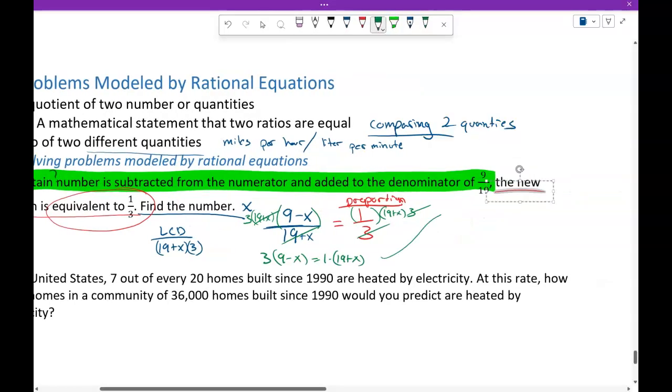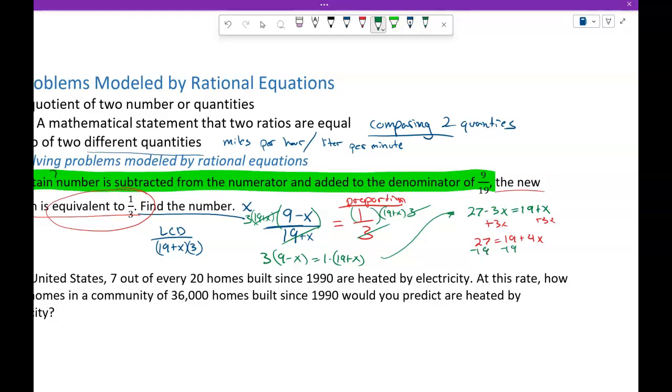So we apply our distributive property to simplify. We're left with 27 minus 3x equals 19 plus x. Now that our fractions are cleared, we'll solve. We can add to group our like terms, subtract our constant, and then we can divide by 4 to get the value of our solution.